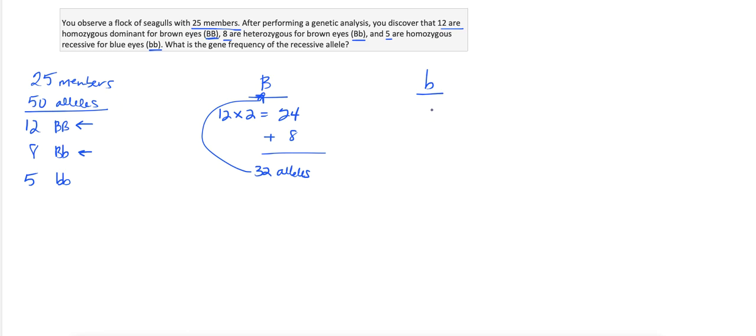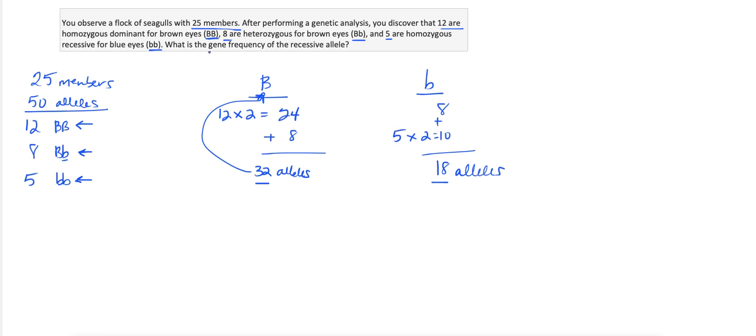We'll do the same tallying for the little b. So again, these 8 individuals have 1 each of the recessive, and these 5 individuals have 2 each. So we'll add those together. And it looks like we're doing okay so far because 32 plus 18 would equal 50, which is the total number of alleles we have in the population.